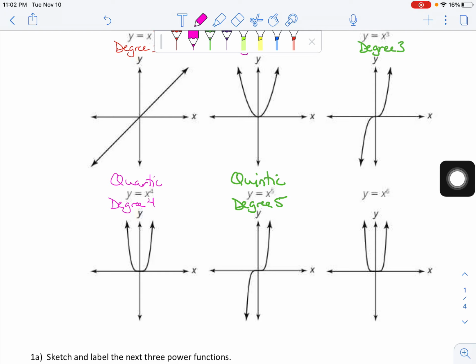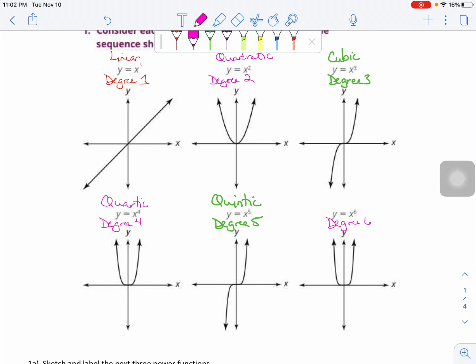So then we've got another one here. This is x to the 6th. There's no special name that I know of for an x to the 6th. What I will say is this is degree 6. If I look at all of these, the linear function stands on its own, all right? It's just a line, we're used to that. But if I look at these degree 2, degree 4, and degree 6 here, they all look the same, all right? They're that U-shaped curve.